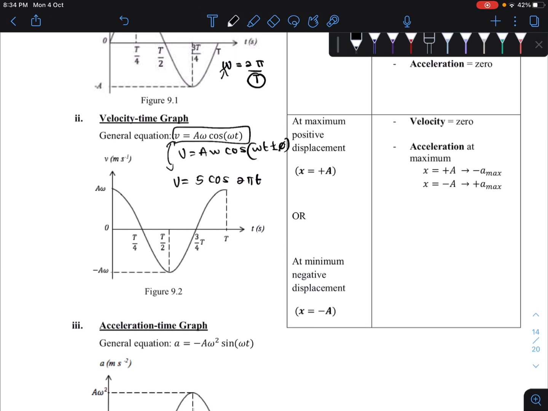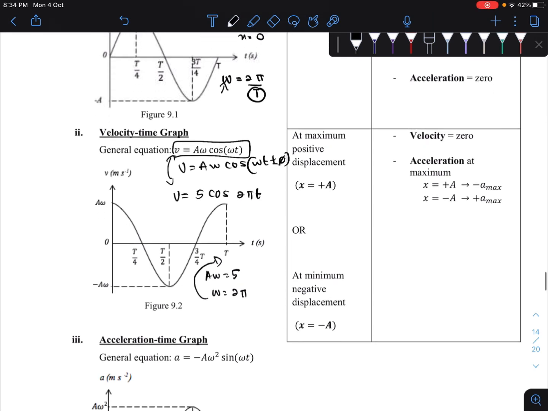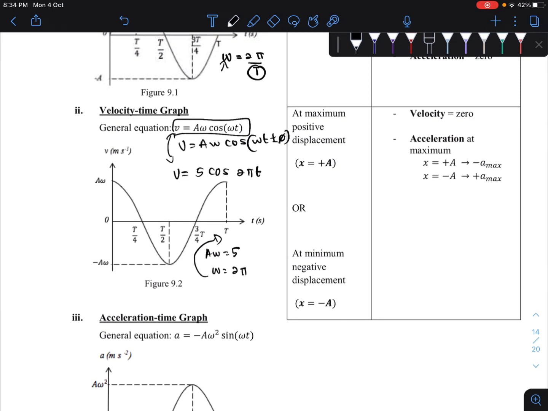Kita compare dua ni. Daripada sini kita tahu A omega kita adalah 5. Omega kita adalah 2 pi. Okay, so kita dah tahu, daripada sini kita boleh dapatkan period kamu. Okay, usually dia akan bagi dalam soalan, tak perlu risau lah. Ini general equation saja. Yang lain dia akan masukkan nilai. And then kita pun label lah.